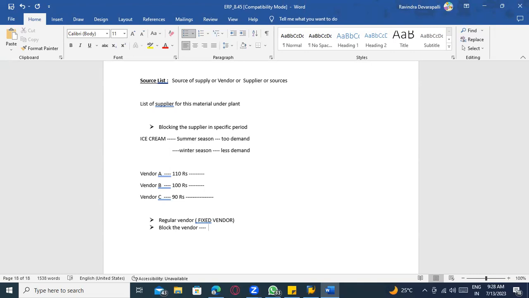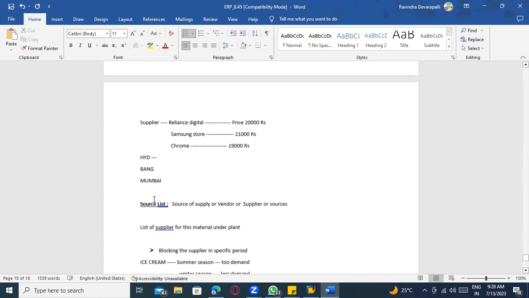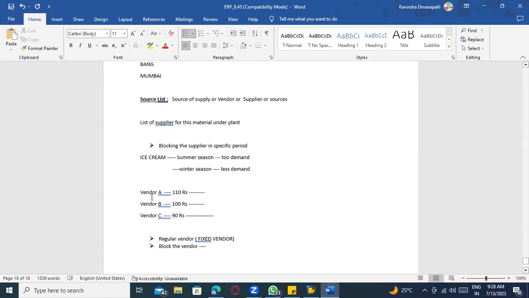So why do we need fixed vendors and blocked vendors? When there is automation of purchase order creation, automation of PR creation, automation of contracts and scheduling agreements creation, the system is always checking who my fixed vendor is. So in that case we use this source list as a reference. Clear? So that's the source list. Any questions on the source list? Does anyone have a question?